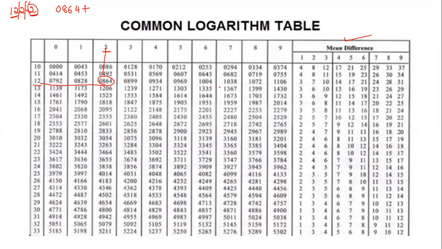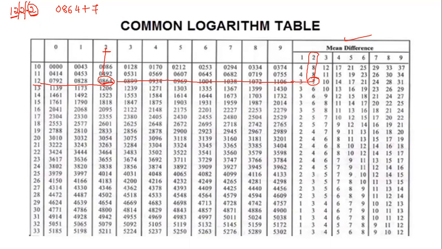In that same row, okay, you should not change the row. You have to see in that same row. Okay, now they have said 0.2, so here the value is 7. The same row and column must match, the cross connection. Okay, then only, what is the value there? 7. Now this 7 has to be added to the number 0864.